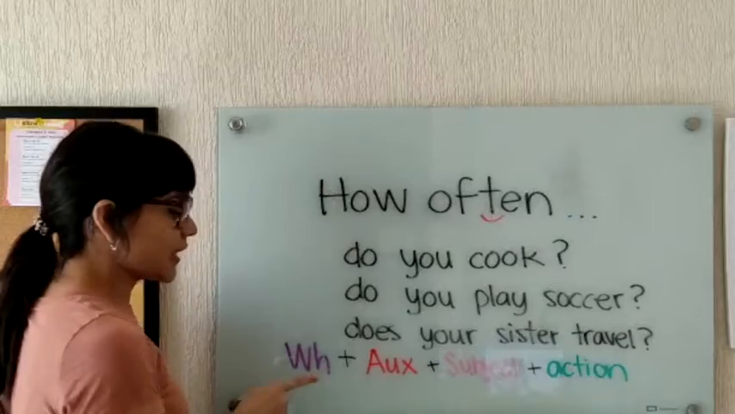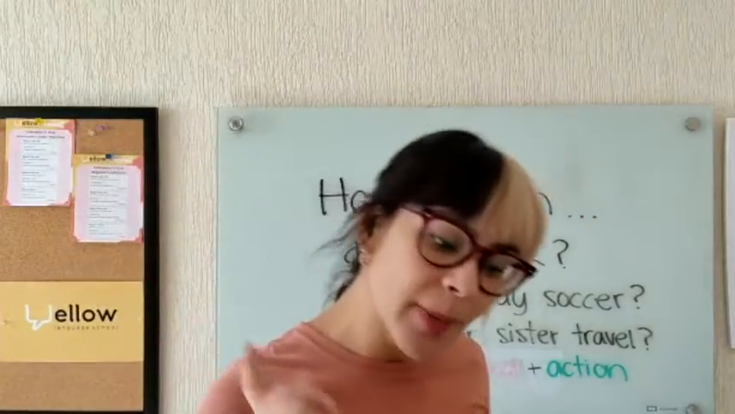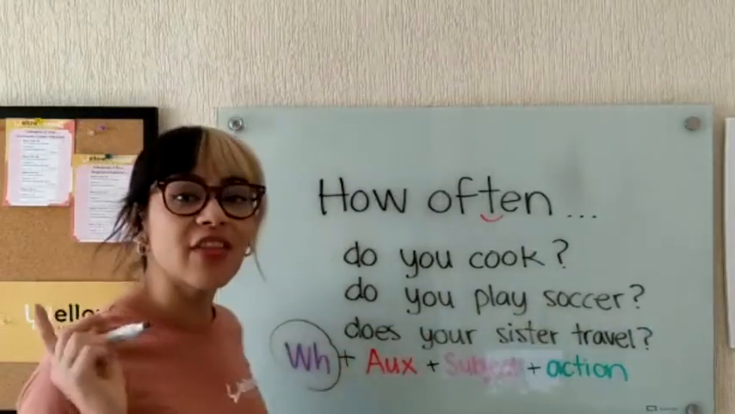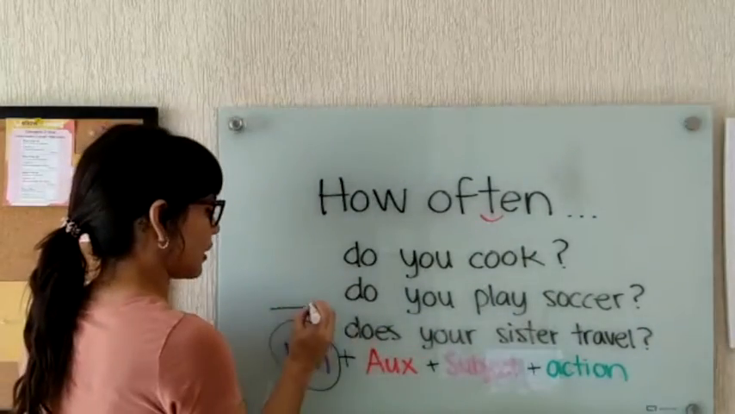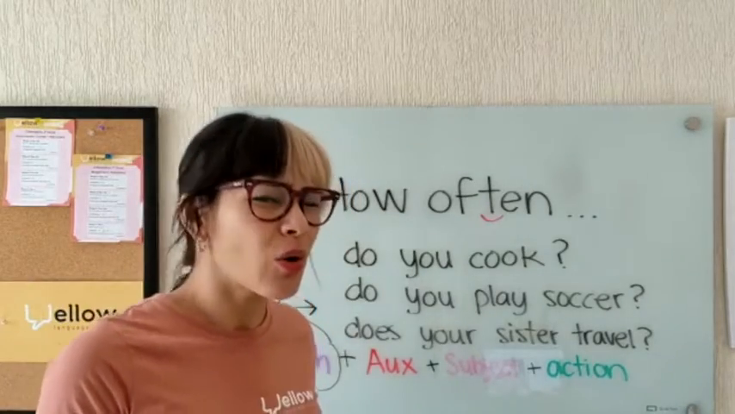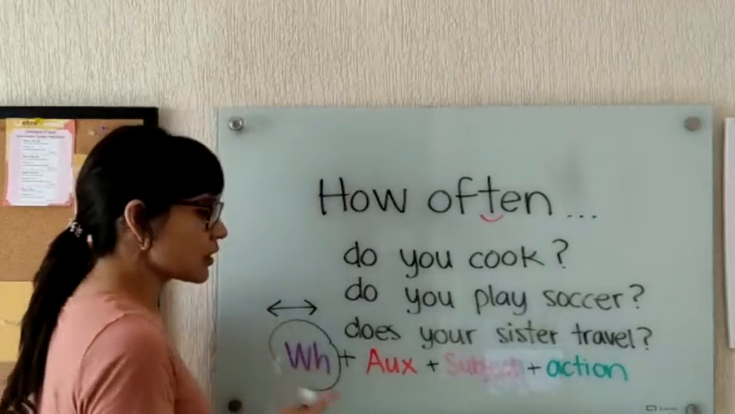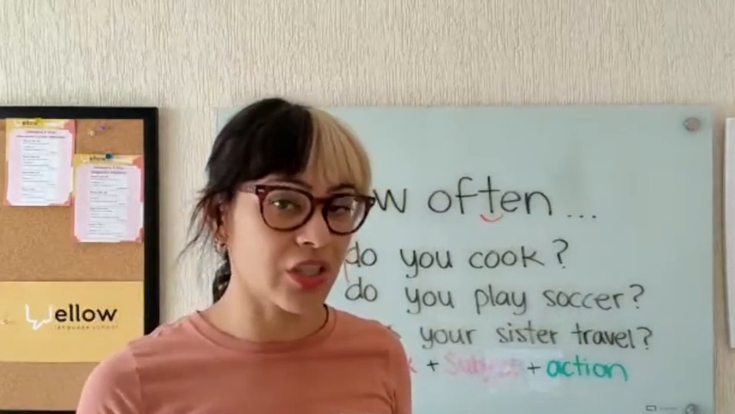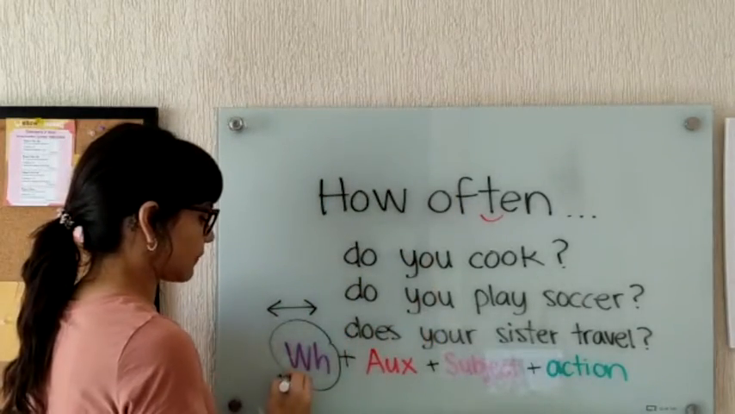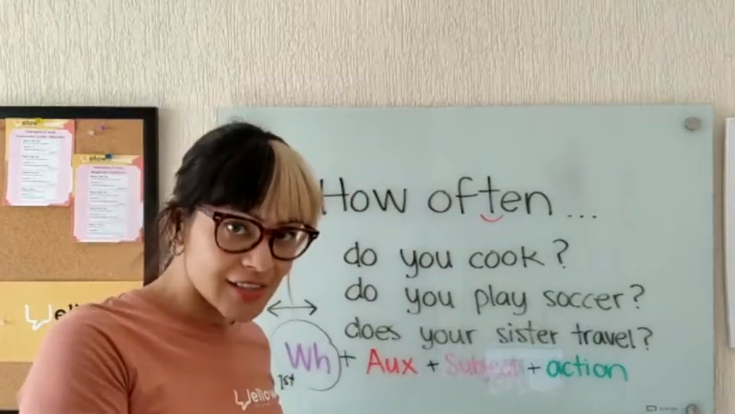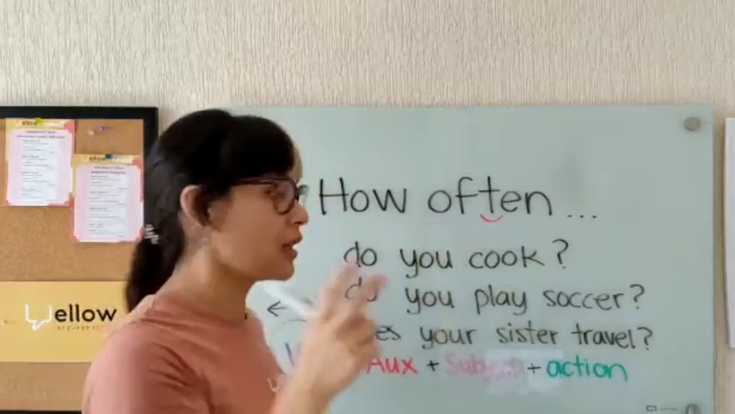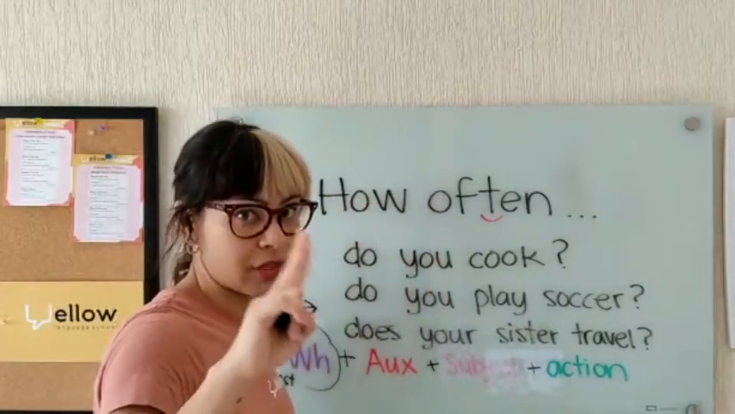So the first thing is a WH word, but take something into consideration. The WH word is optional. You may need it, or you may not. So this is not something that you will always find in a question. In case you have it, it's going to be in the first place. In these questions, the WH word will be how often together, okay? How often will be something together.